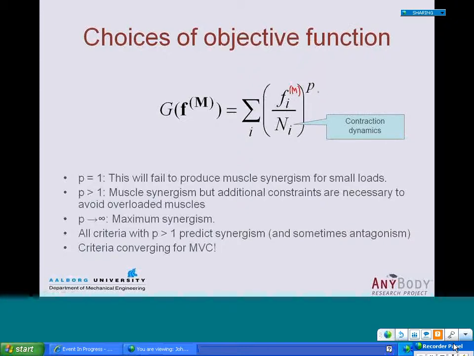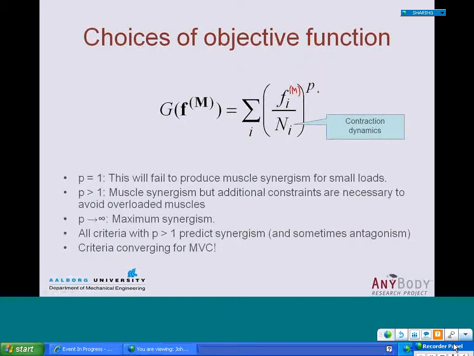And we can look at some obvious choices of P. If we set P equal to 1, and we try it out and see what kind of result we're getting, then we will quickly find that P equal to 1 is not a good choice, because it fails to produce the muscle synergism that we see between the muscles when we do experiments. So if we do an experiment and we measure the muscle activation over several muscles spanning the same joints in the same direction, then we always see that the muscles are helping each other. So selecting P equal to 1 will fail to produce muscle synergism, so that is not a correct choice. We can also set P larger than 1, so any value larger than 1 will actually cause muscle synergism. And the larger P is, the more muscle synergism we're getting.